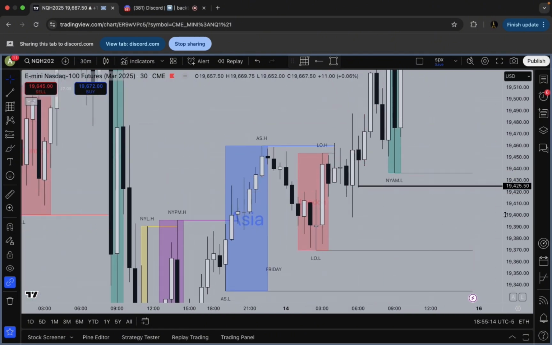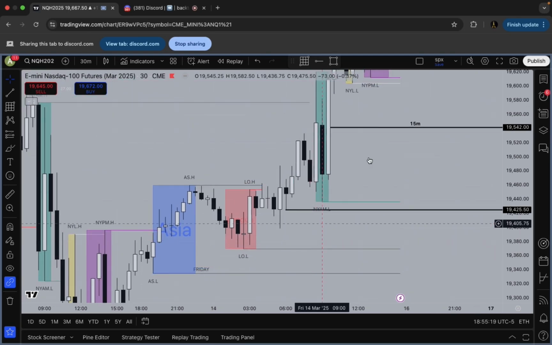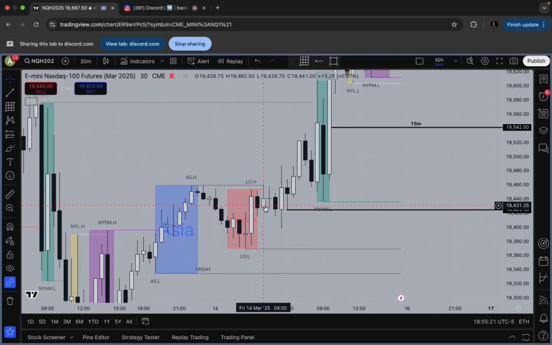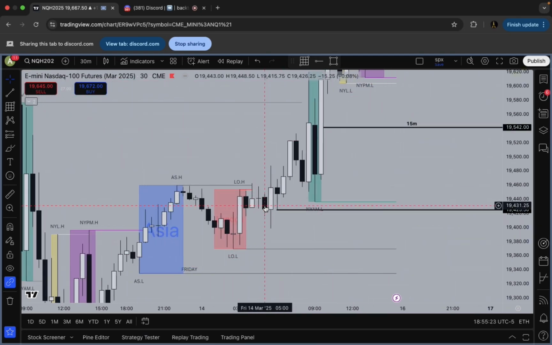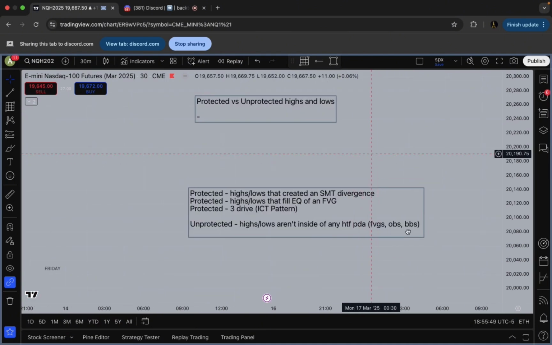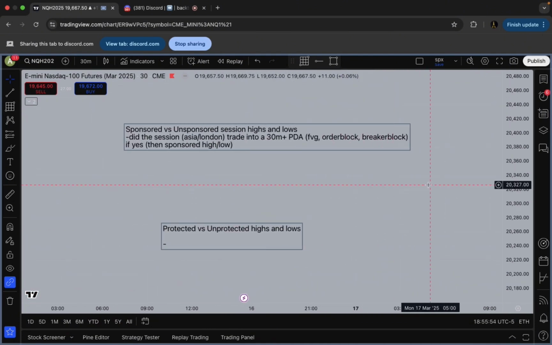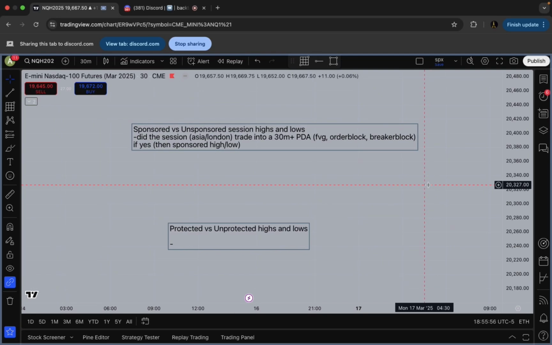And if it's unsponsored, say this didn't trade into the 30-minute, and I was overall bearish on the day anyway, it just gives me more targets. So say this was unsponsored and I was coming into the day, I would be targeting London lows. I would want to see London lows get swept. If they're not sponsored, you expect them to get swept in the session. A sponsored low or high, you don't expect the market to trade back to. If it's unsponsored, you expect us to trade back to it.